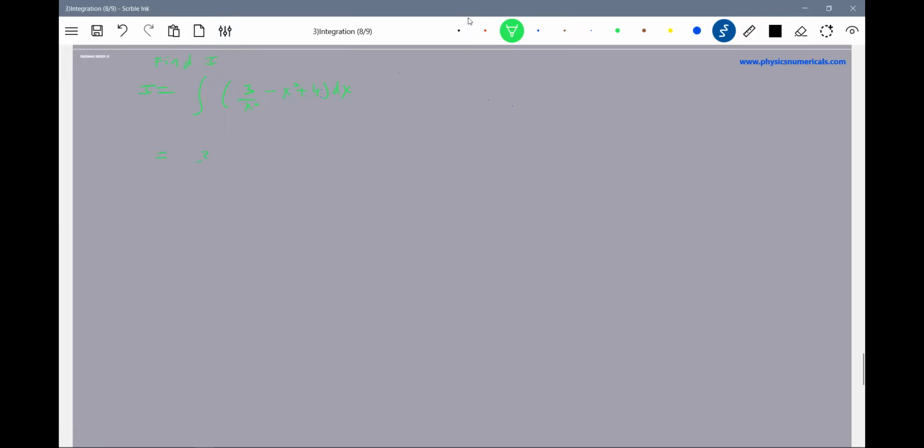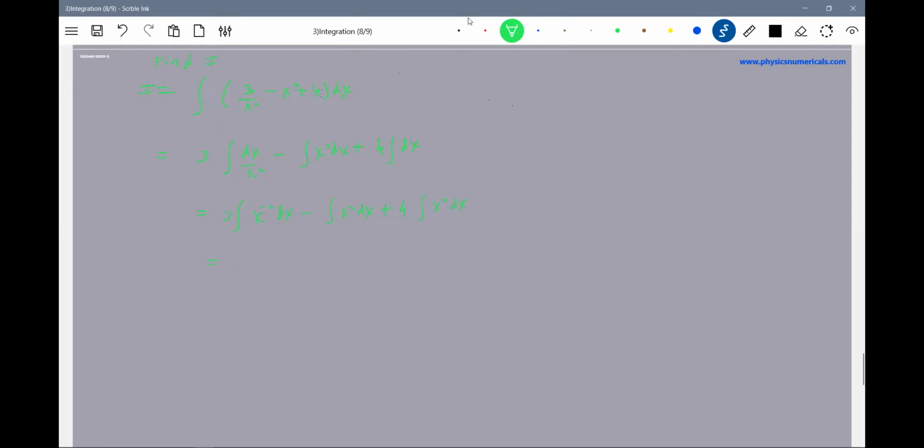So then this will become 3 dx by x square, minus x square dx, plus 4 integral dx. So what are the limits? It's an indefinite integral. We'll end up with an expression. Then this will be further 3 x to the power of minus 2 dx, minus x square dx, plus 4 x to the power of 0 dx, because 1 into dx we can write in this way.